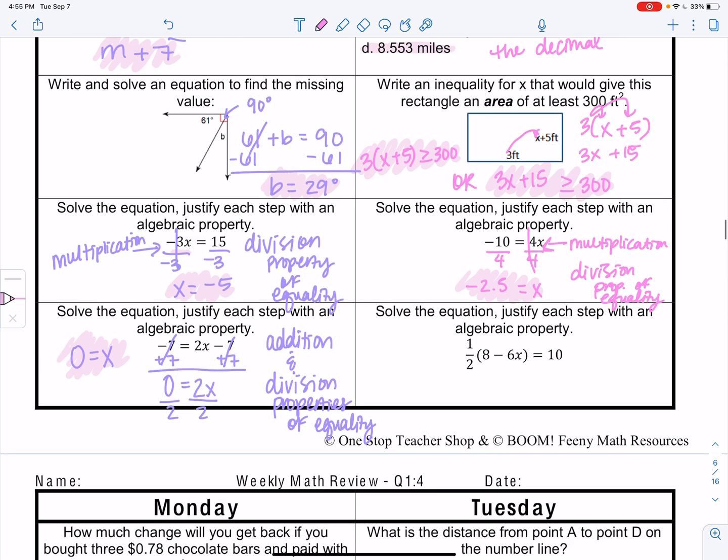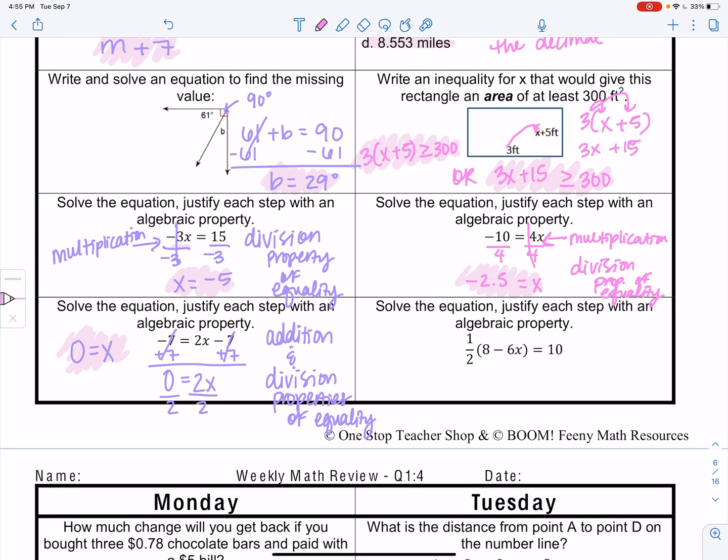And finally, for Monday through Thursday's homework, all you have to do after this is just your quiz for this week. Solve the equation and justify each step with an algebraic property. So the first thing I would do here is get rid of my 1/2 by distributing. So we're going to distribute that 1/2 to all the terms inside our parentheses. So we're going to use the distributive property.